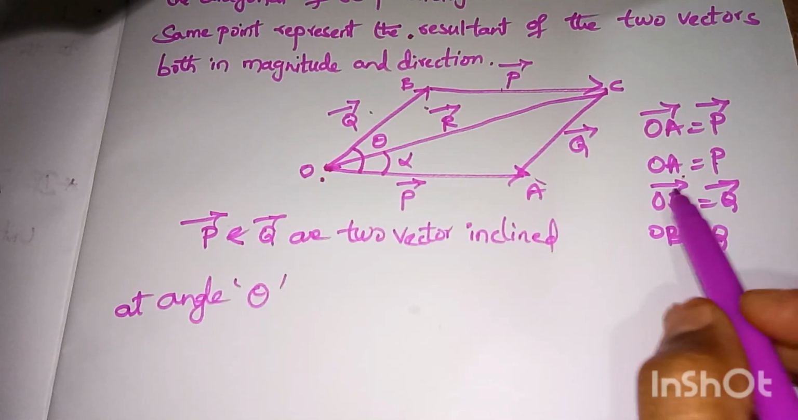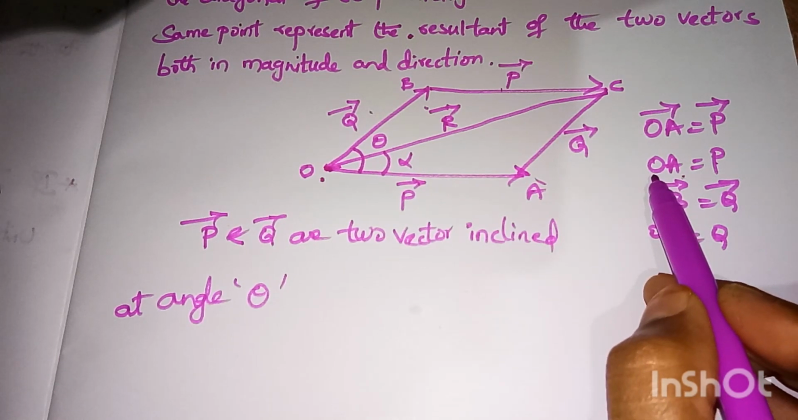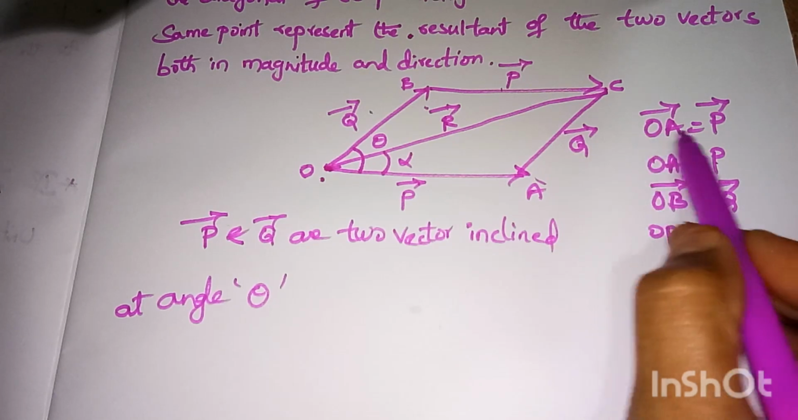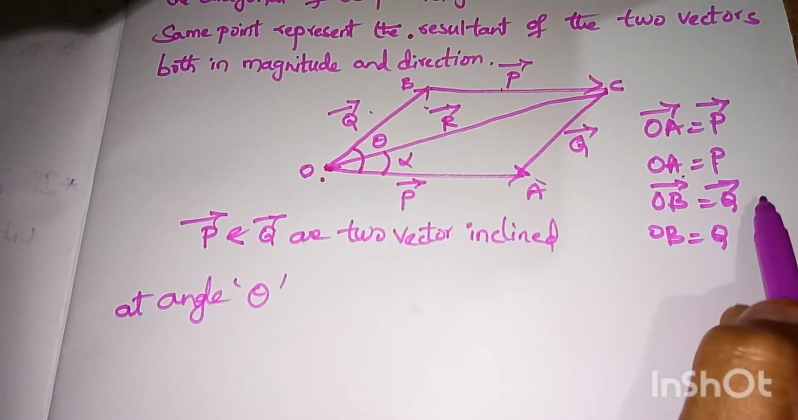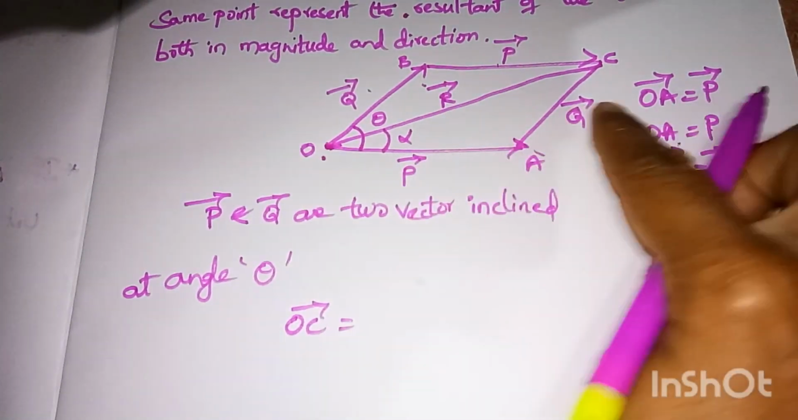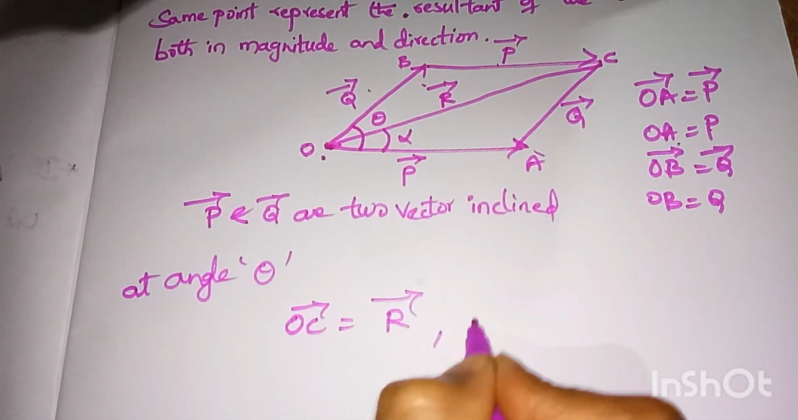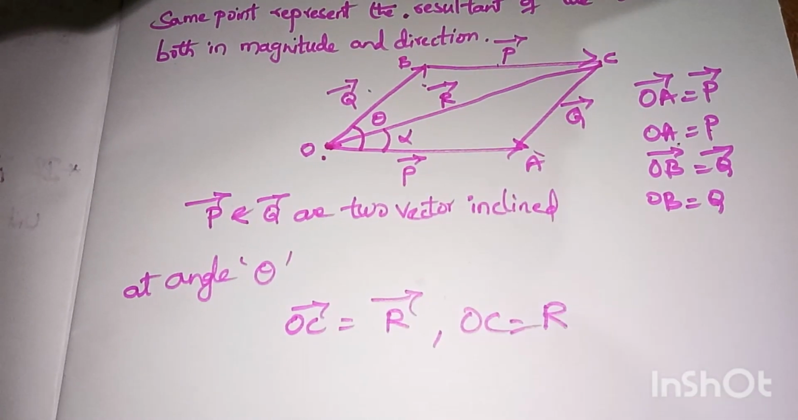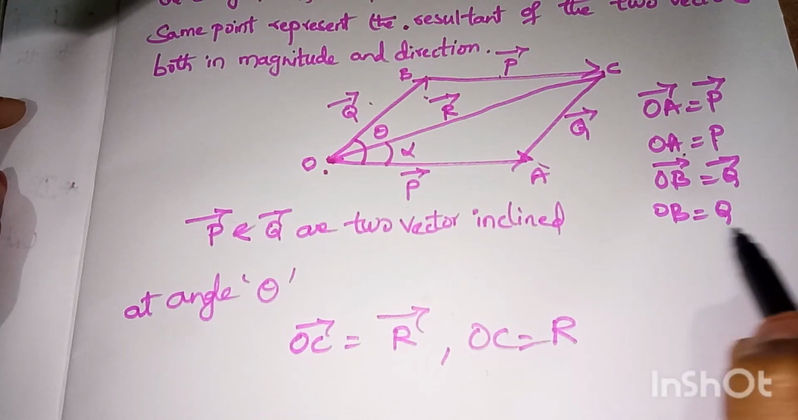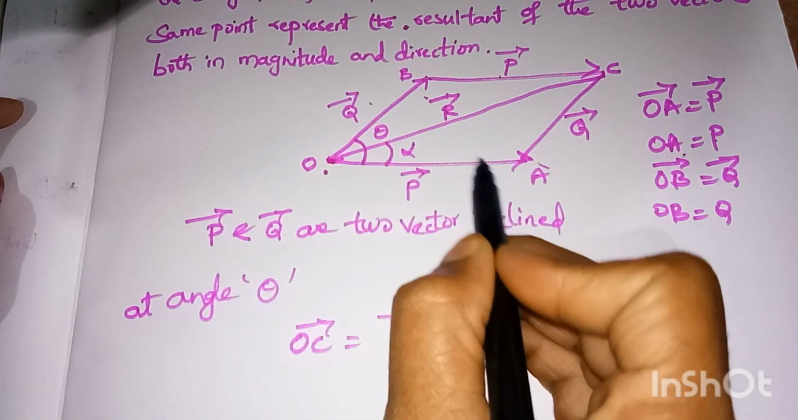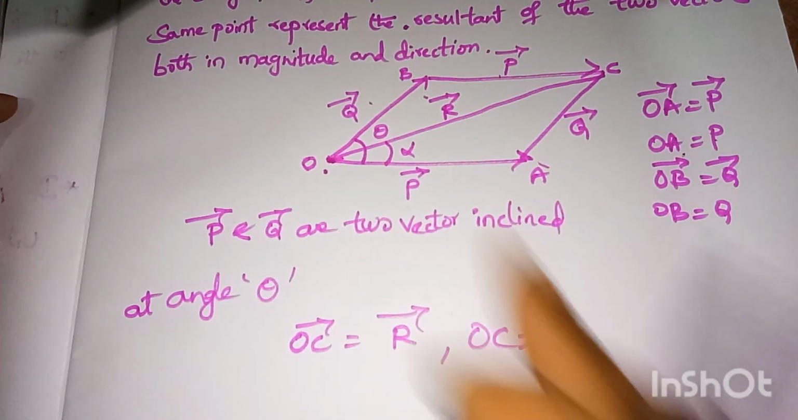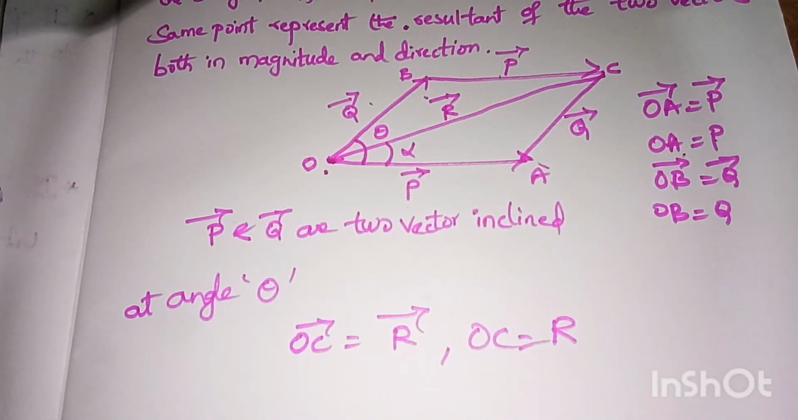So magnitude will be OA, that is P, OB is equal to Q, and the directions will be OA bar equals P bar and OB bar equals Q bar, and the resultant OC bar is R bar and OC is R. So OC is R, OA is P, OB is Q, these are the lengths, the magnitudes, of the parallelogram, and the diagonal will be the resultant.